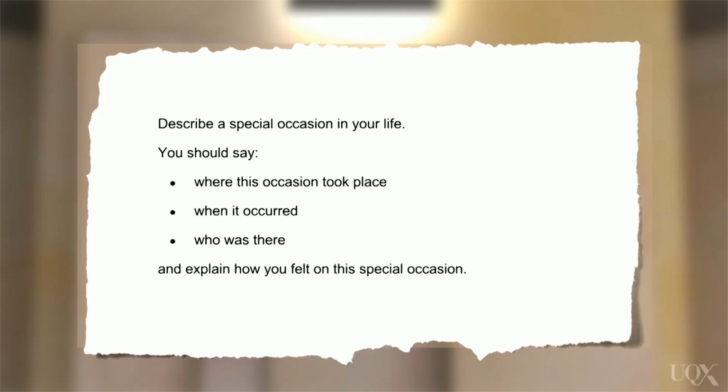So the first thing you need to do when the examiner gives you the task card is to read it carefully so that you understand what you have to talk about. In this case, the task card asks you to describe a special occasion in your life. This is your overall topic. The task card always begins with the word describe.